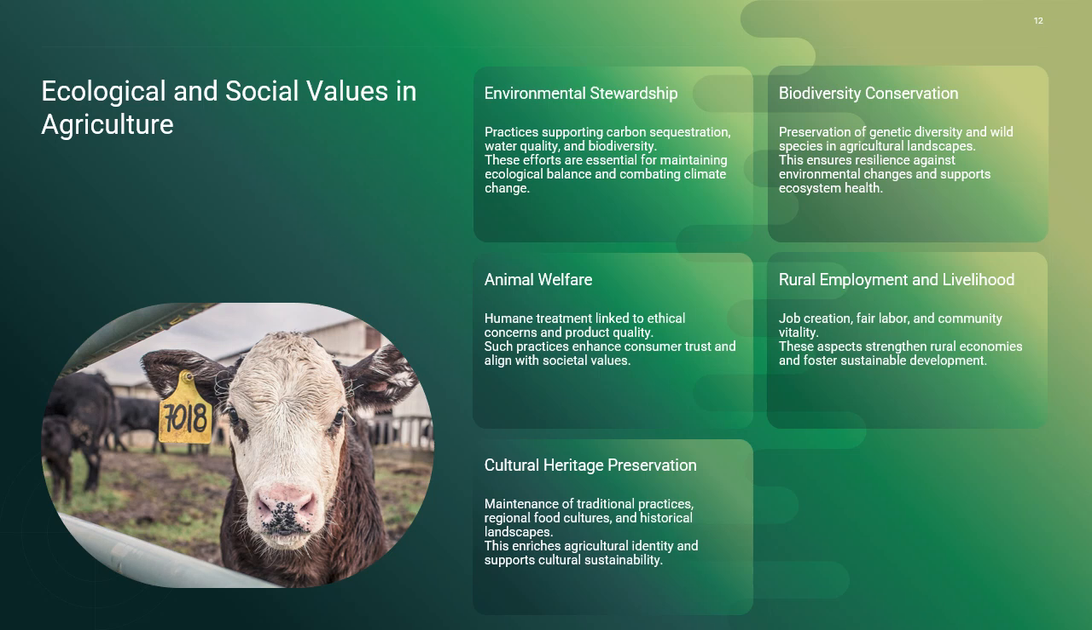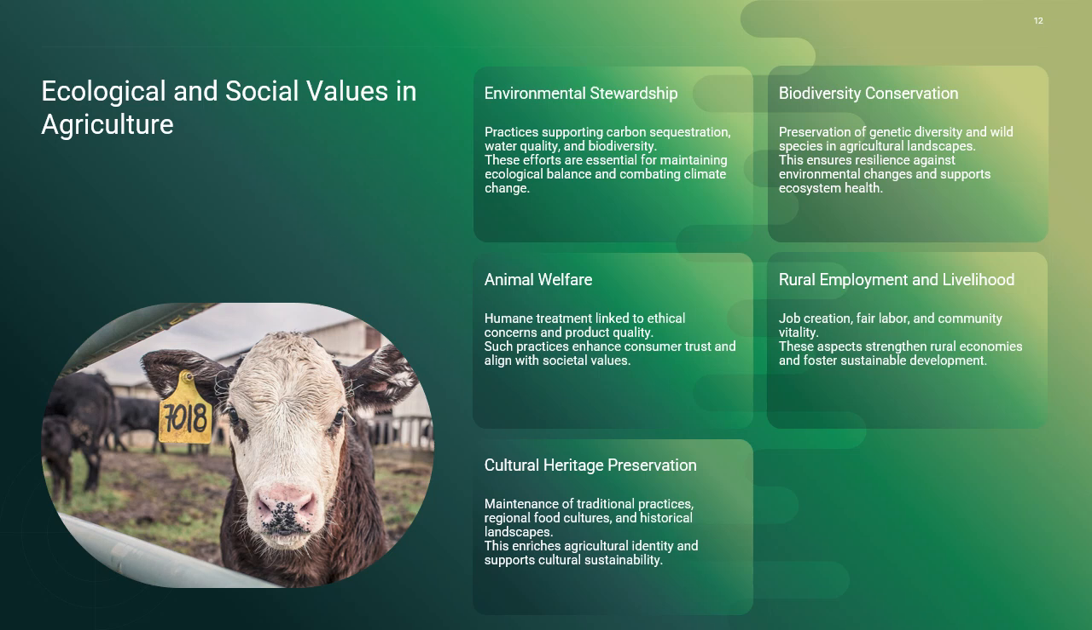Agricultural practices that regenerate soil, protect water resources, and maintain diverse ecosystems create environmental value that benefits society broadly. Customers concerned about climate change and environmental degradation increasingly seek products from farms that demonstrate strong environmental stewardship. Biodiversity conservation involves preservation of genetic diversity in crops and livestock, along with protection of wild species in agricultural landscapes. This ensures resilience against environmental changes and supports overall ecosystem health.